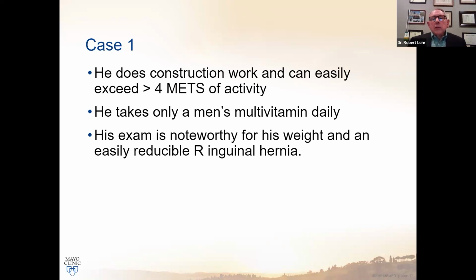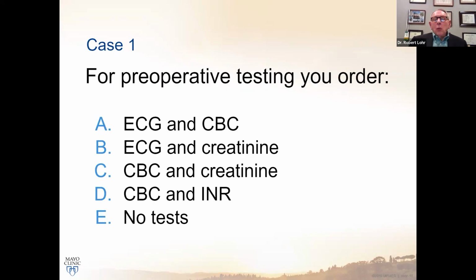His only medicine is a multivitamin, and the only thing on his exam that you note is he is a little overweight and he has a reducible inguinal hernia. So what would you order for this patient? A cardiogram and CBC, a cardiogram and creatinine, a CBC and creatinine, a CBC and an INR, or nothing.